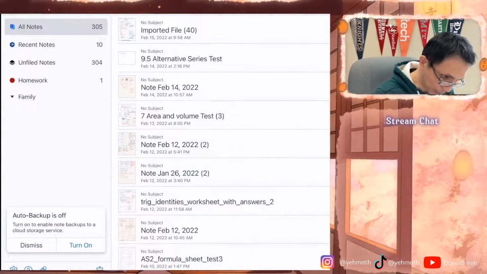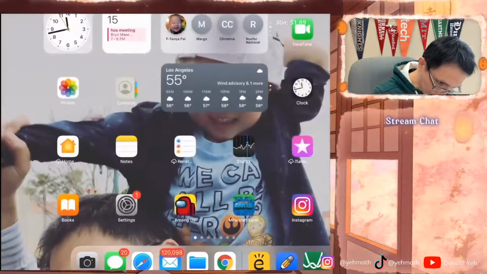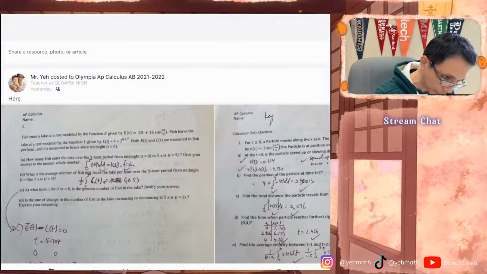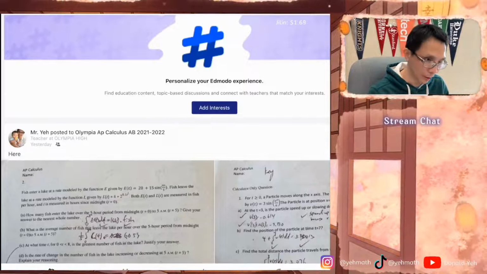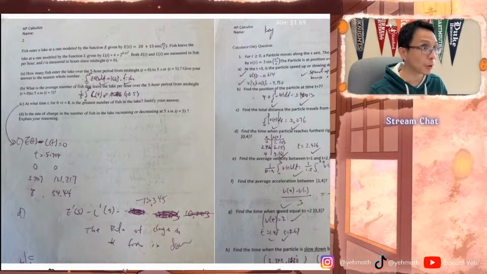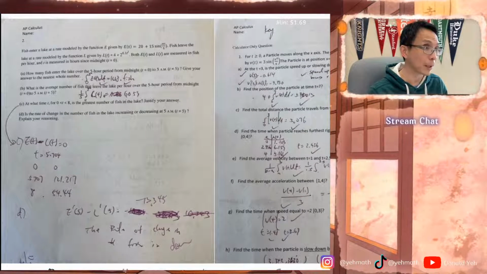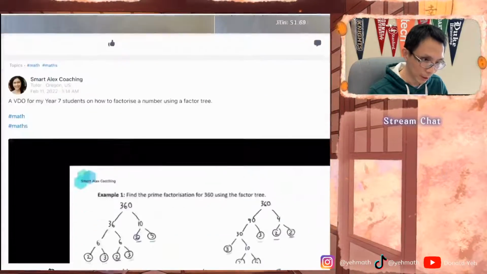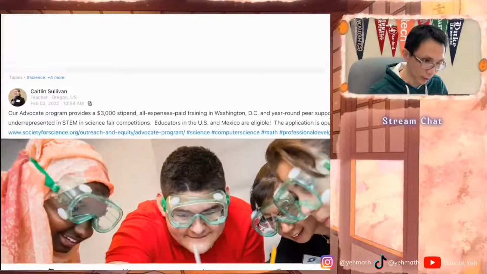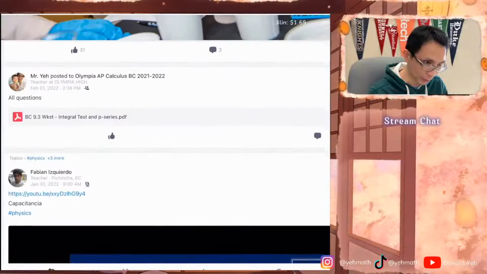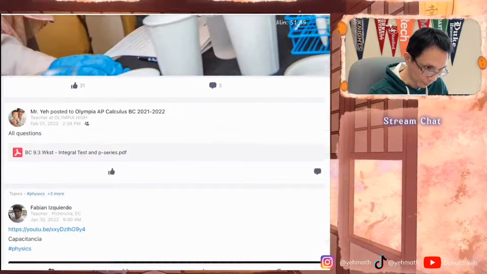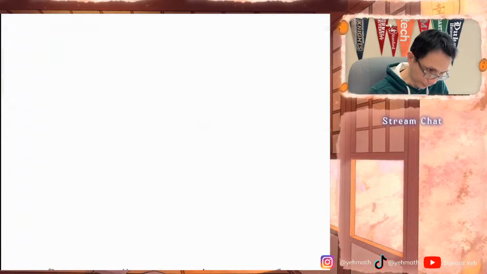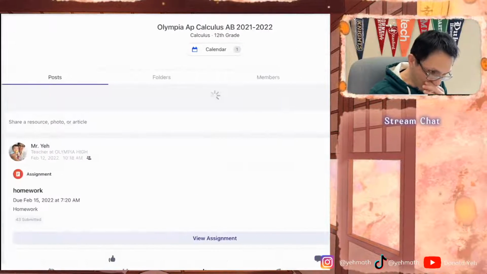I cannot find it. Okay, so I'm gonna pull it from Emoto. Again, these are the questions from Emoto. Make sure you go through all of them and come back after school, figure out how to do all of them, and then you can retake it and understand it before you retake it. Wait, this is BC. Why is this BC? So I'm gonna go to AB.